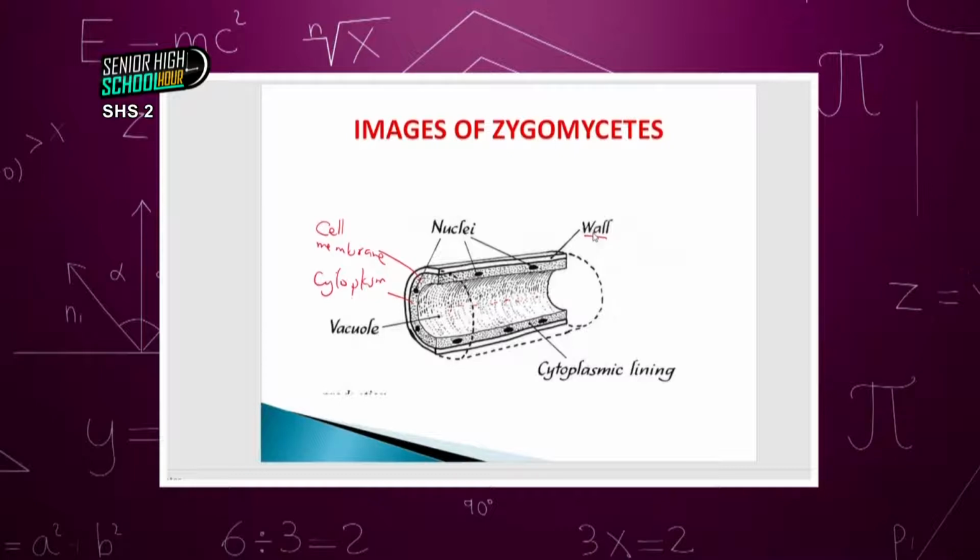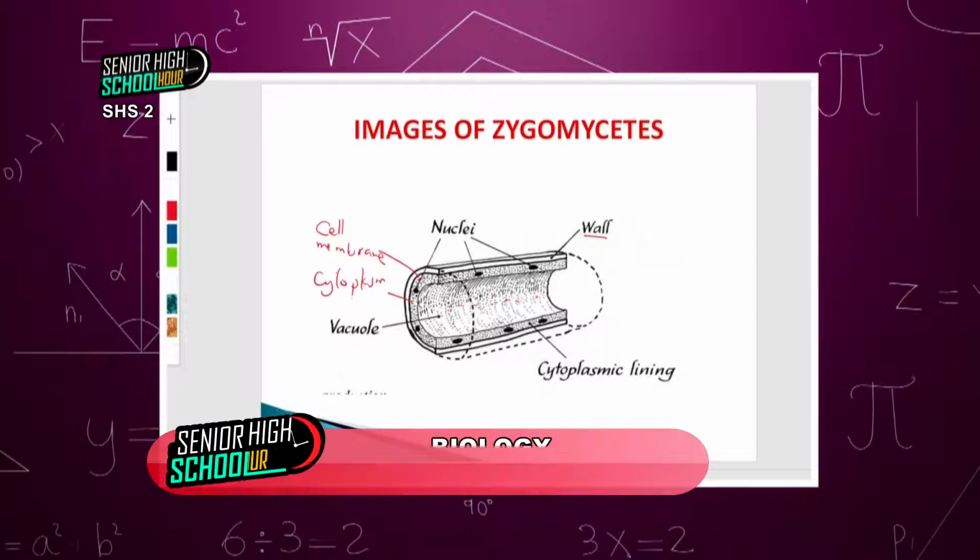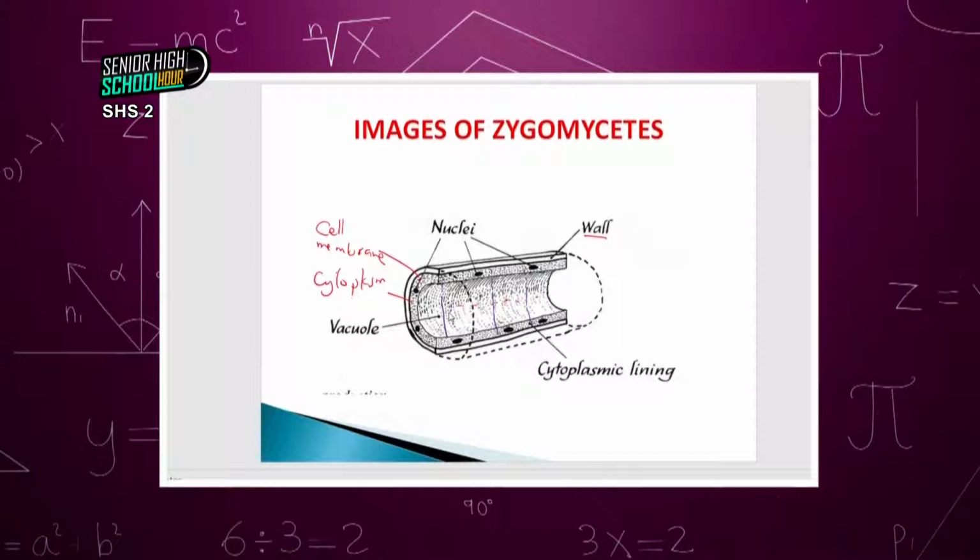If it was a septate hypha, I'm just trying to use another color, if it was a septate hypha, we would have separated this portion from that, so that there are about 3 cells you can see on your screen. But it's not that type.